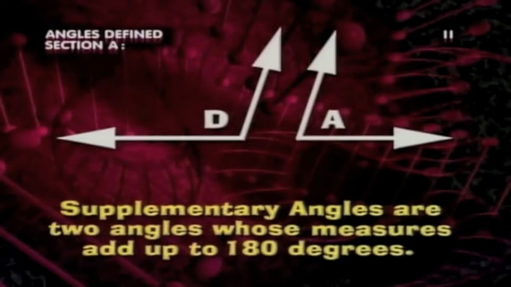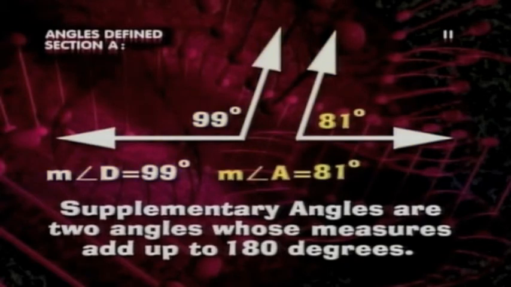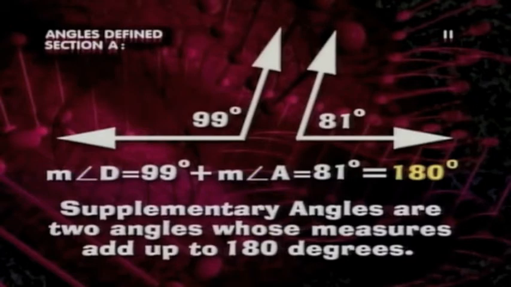Supplementary angles are two angles whose measures add up to 180 degrees. Like angles D and A. The measure of angle D is 99 degrees, and the measure of angle A is 81 degrees. We add the measures of angle D and angle A together for a total of 180 degrees, which is the measure of a straight angle. So, angle D and angle A are supplementary.